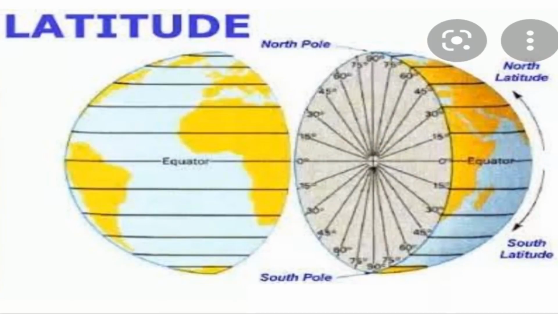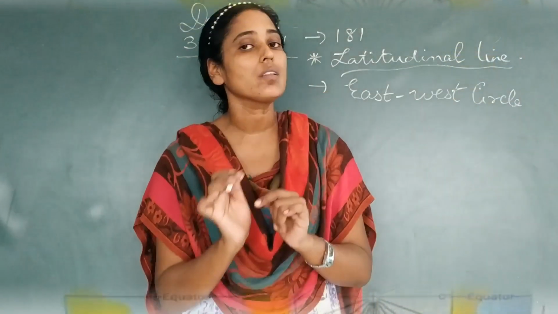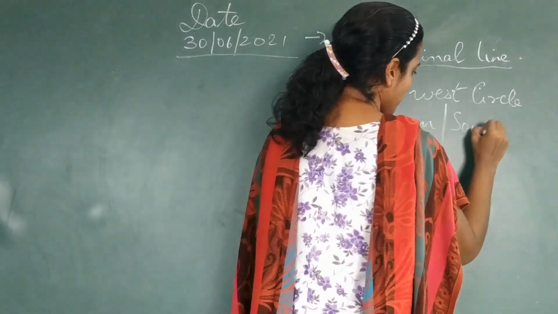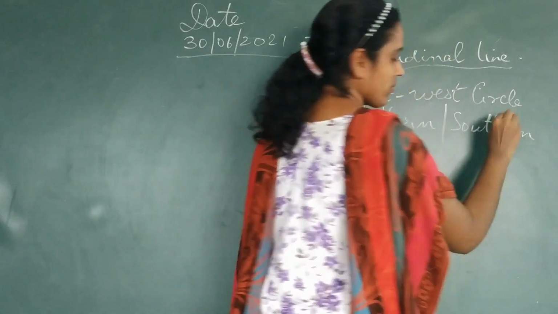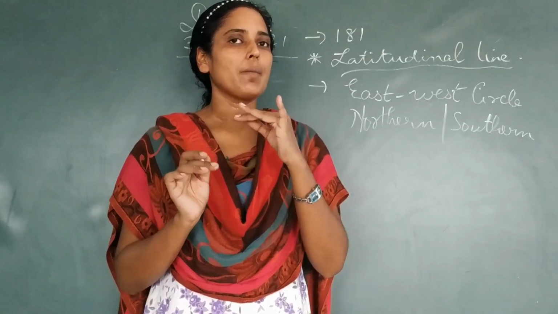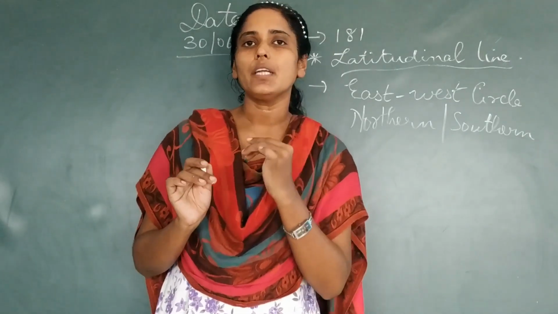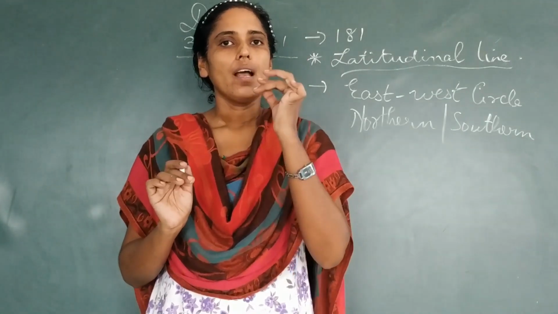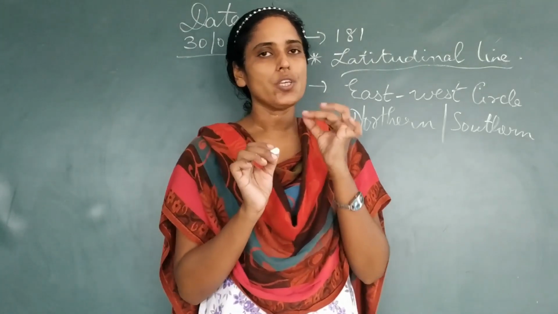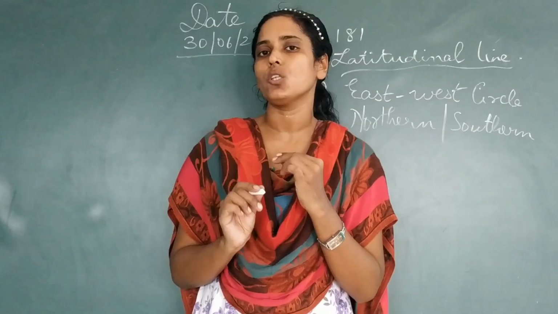Connecting the places found on the earth in the northern or southern hemisphere, can be any hemisphere, northern or southern, at an equal distance from the equator, are called latitudinal lines. Okay, and it's a very simple phenomenon. You'll just draw this diagram along with me in your notebooks.